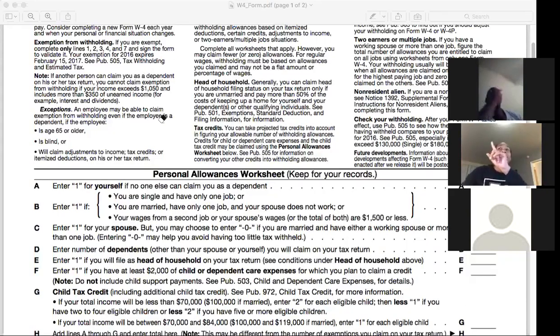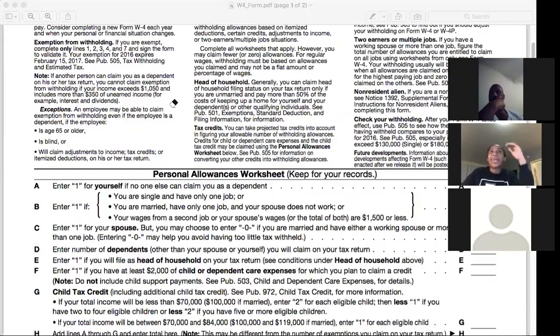And one disclaimer before we start is this. You're gonna get an immediate pay raise, like by your next paycheck, you're gonna have more money in your check after you adjust this form. Do not go get yourself in more debt now because you've got more money.